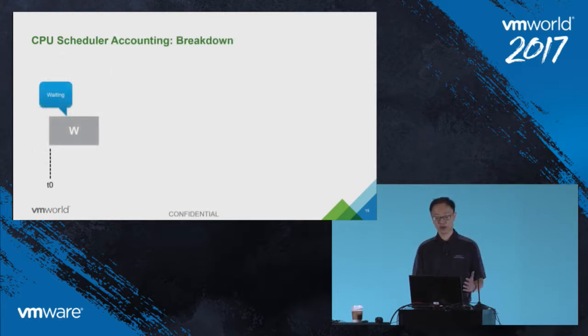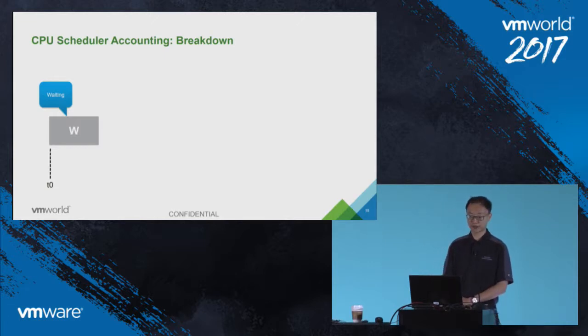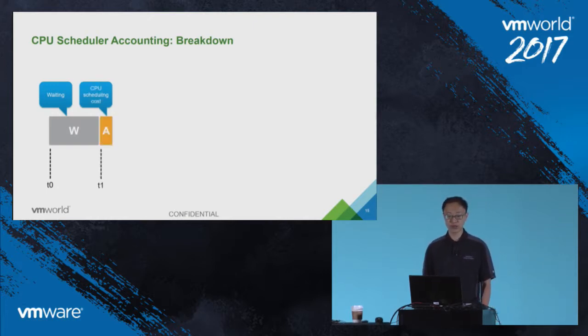So let's try to walk through a lifetime of a scheduling decision and see what's actually happening. For a VM, suppose at T0, it's waiting. It's just sitting there waiting for something to happen. And at T1, it decides to run for some reason. Maybe there's a networking packet coming, maybe the user types something on the keyboard, it decides to run.